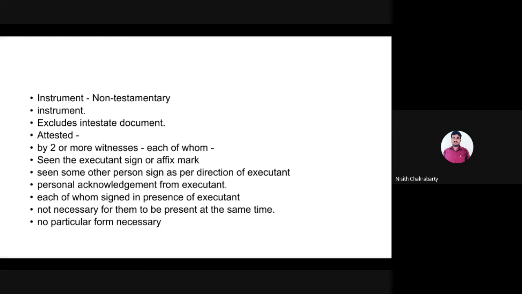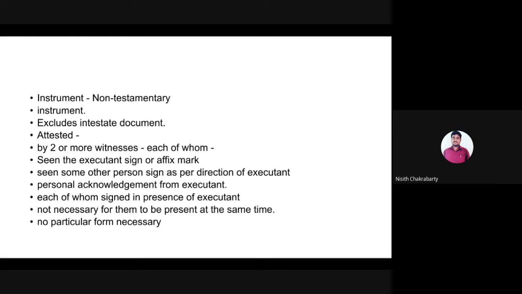So of the ingredients, when I say these three, one of such ingredients must be satisfied. First is that they must have either seen the executant sign or affix the mark. Second is they must have seen some other person sign as per the direction of the executant. That means the person who is making it directed that you sign. Now the witness was present when he directed and he put his signature. In that case, it will be treated as if he has seen it.